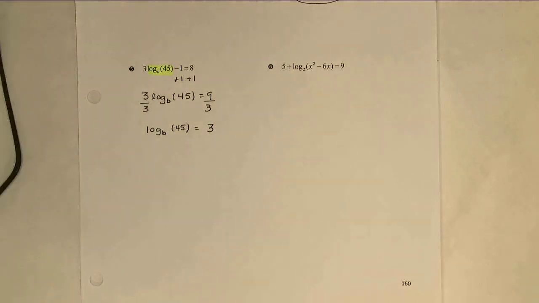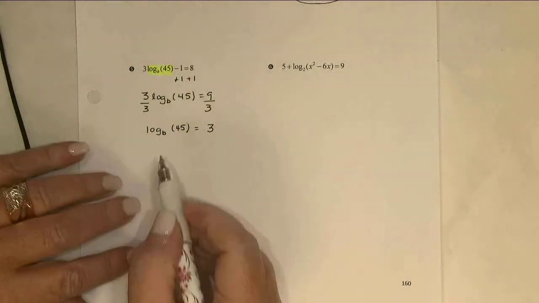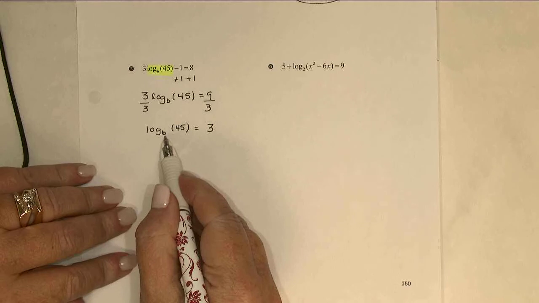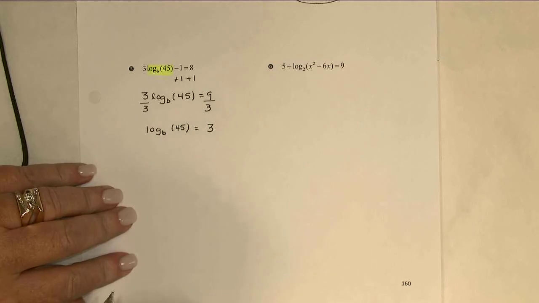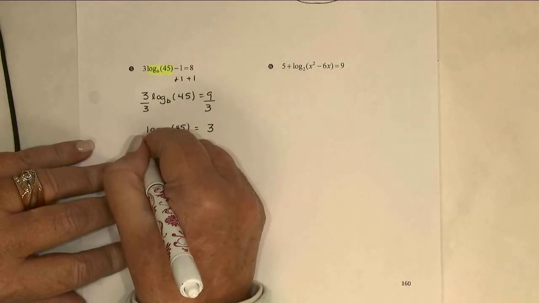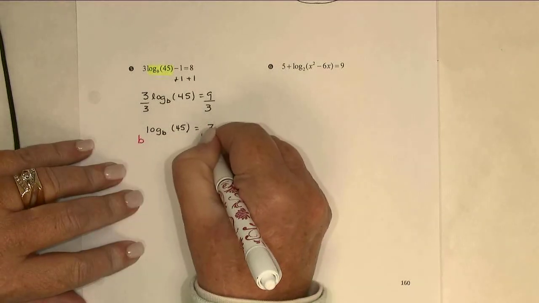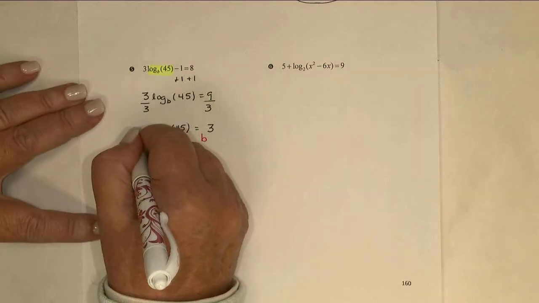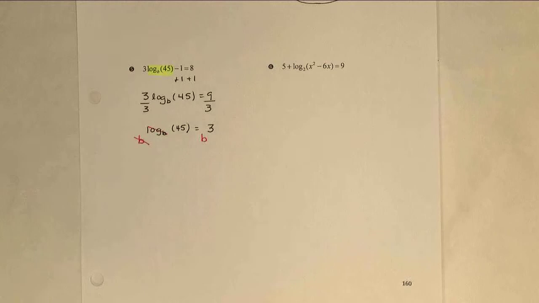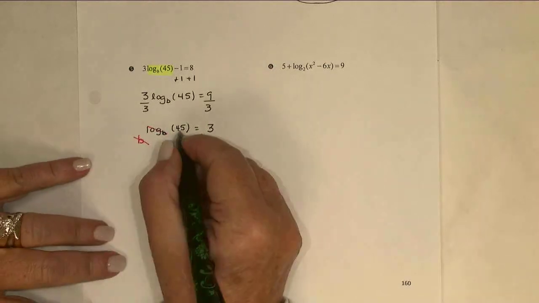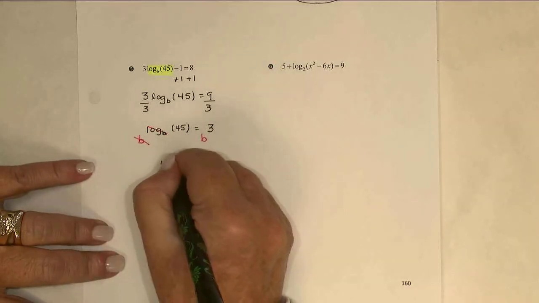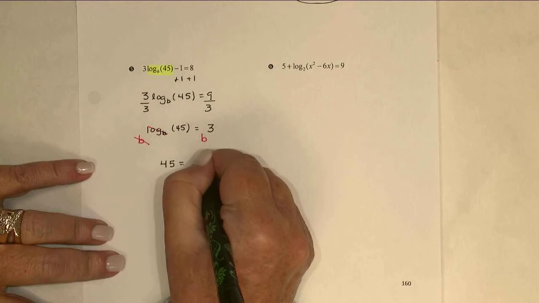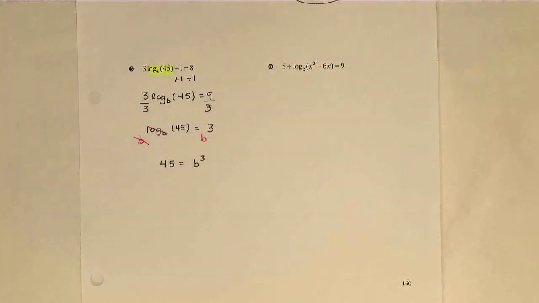All right, this time, my logarithm has an unknown base, but it doesn't change how I do things. I still want to get rid of that log base b, so I'm going to apply the inverse function. I'm going to exponentiate both sides on a base of b. Inverses get rid of each other, and the left-hand side just becomes 45. Equals b cubed.